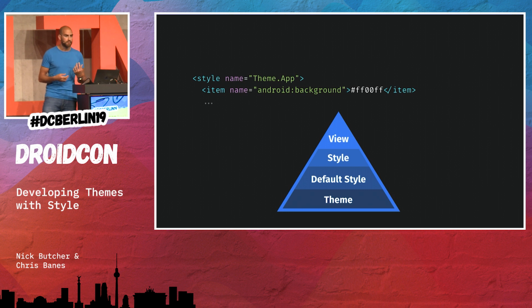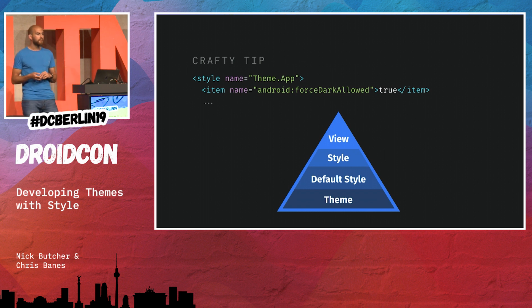So here's a ridiculous example where if in your theme you set the background in the theme, the Android background, which is a view attribute, to a value, so here like a magenta color, then every single view in your application, which doesn't itself override it with a higher precedence level, will get this hot pink background. So that sounds silly, but it can actually be useful.